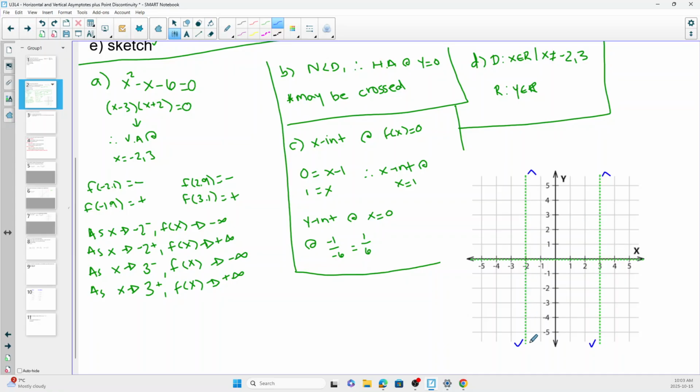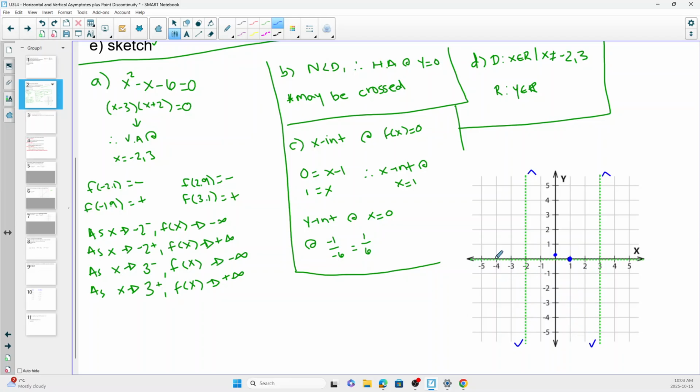So that's what we know. Now we have to figure out what else is going on in between here. So we have an x-intercept happening at x equals 1. So the function is actually crossing the x-axis here. We have a y-intercept at positive 1/6, which is, let's say, right about here. It's getting pretty close in there. And beyond that, we can make some assumptions.